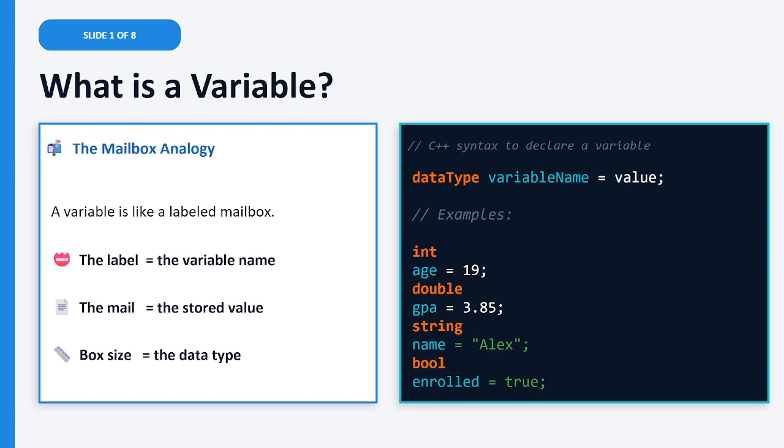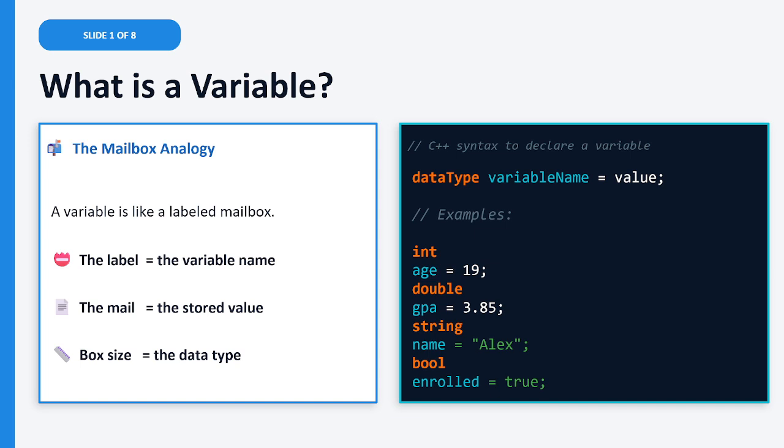What is a variable? It's like a mailbox. Every mailbox has a label on it. That's your variable name. What's inside? That's your value. And the size? That determines what can go in it. That's your data type. So in C++, every variable follows the same simple pattern. You write the data type, then the name, then equals, then the value, and end with a semicolon.